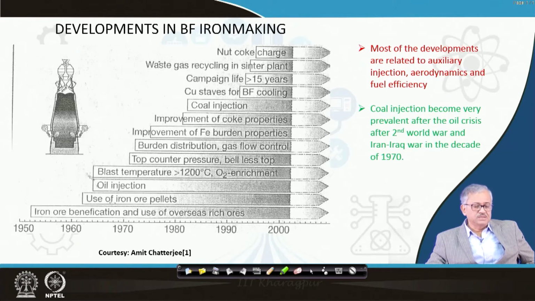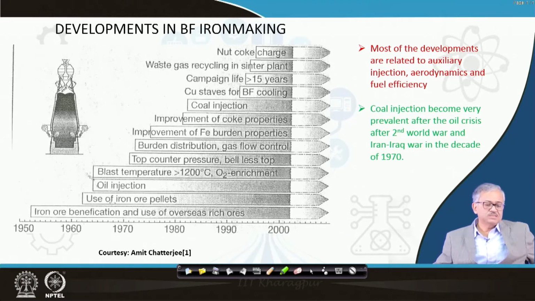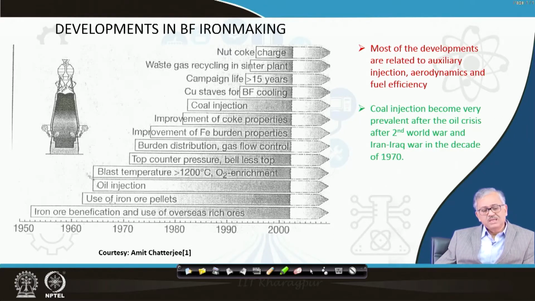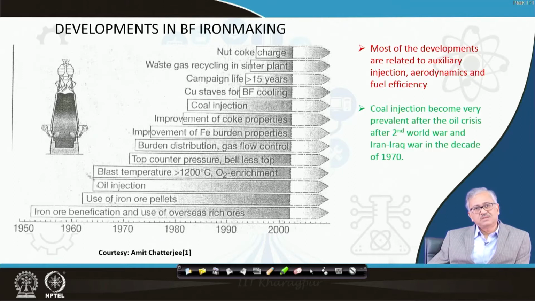Then oil injection, that is the auxiliary oil injection, came into the blast furnace. Why this oil injection? Because the idea was that it can increase the productivity, because oil can supplement the heat and the reduction potential that is obtained from the coke.